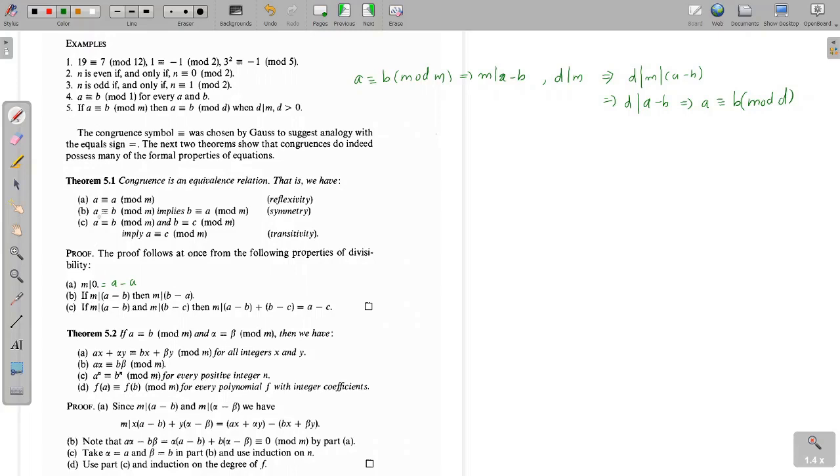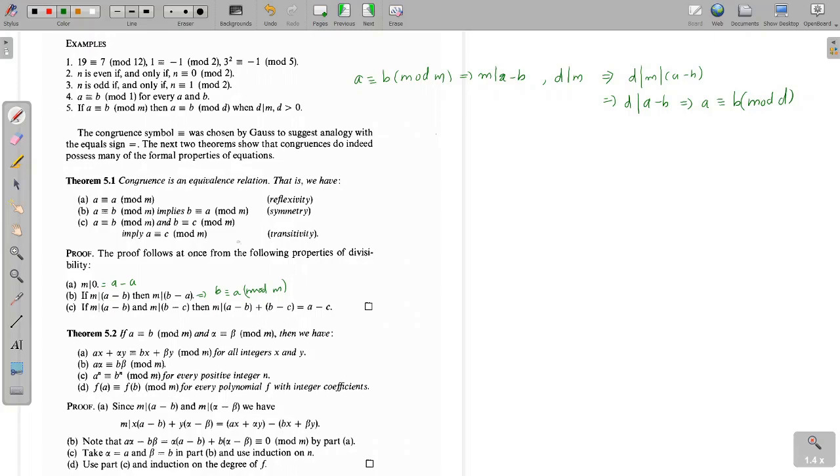Secondly, a congruent to b mod m means m divides a minus b. That is the equivalent condition. Then we know that m divides b minus a. a minus b is a multiple of m, so b minus a, the negative of this number, is also a multiple of m. So this implies b is congruent to a mod m. So this is also true, and we have symmetry here.